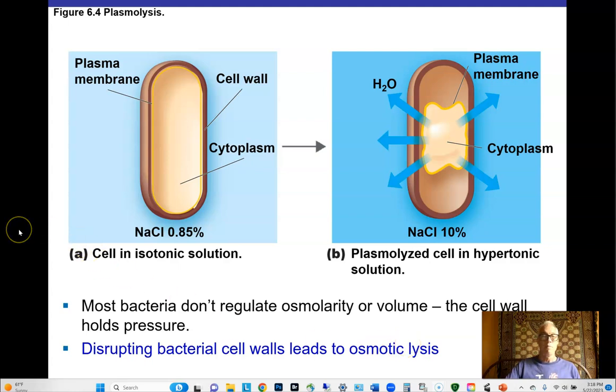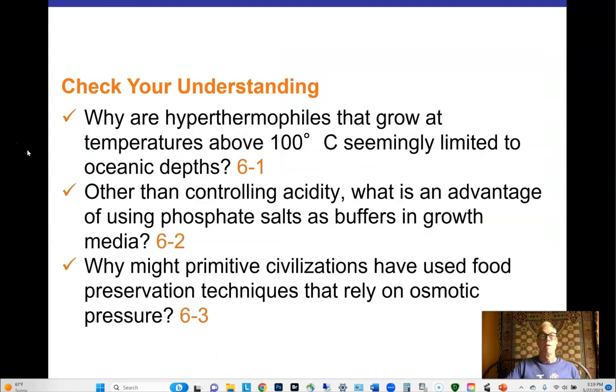If you do something to disrupt the cell wall, as we'll learn more about in the next chapter when we talk more about specific types of antibiotics, if you have some lysozyme or an antibiotic that interferes with the synthesis of the cell wall, the cell very well may burst because of the osmotic pressure.